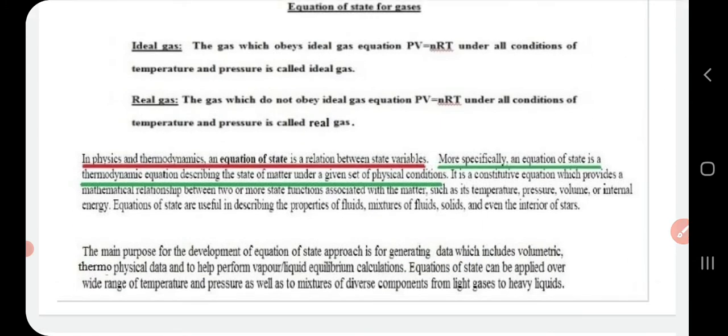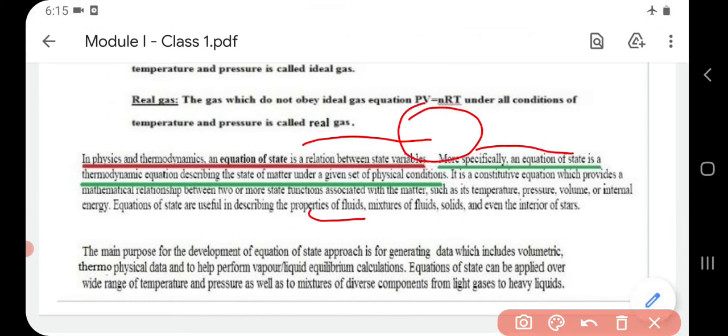Now let us see the definition for equation of state. Equation of state is nothing but a relation between state variables. State variables means that in order to describe a system we may use various variables to describe the state of existence of the system, like temperature, pressure, volume, internal energy, and so on. The relation or equations connecting these state variables that describe the state of existence of the system is called the equation of state.